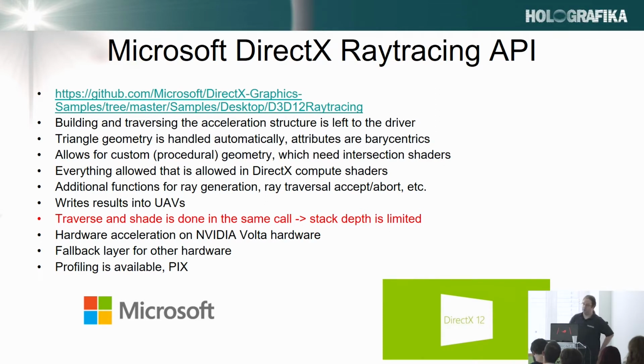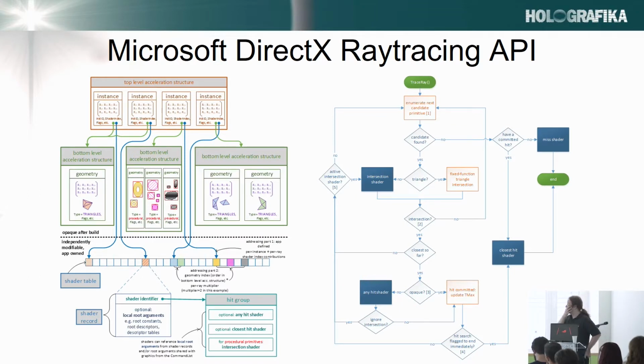You have a couple of additional functions on top of this for ray generation, traversal, accept, abort, etc. And it writes results into a UAV. Traverse and shade are again done in the same call, so the stack depth is limited. Again, you probably have no access to as much shared memory as you would expect. There is hardware acceleration on Volta, and there is a fallback layer for other hardware. Profiling is available via PIX. For OptiX, profiling is also available via the CUDA profiler.